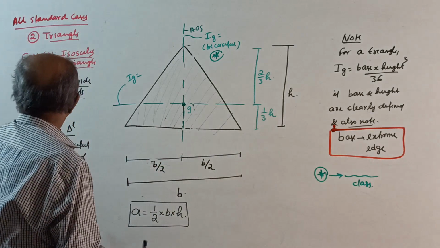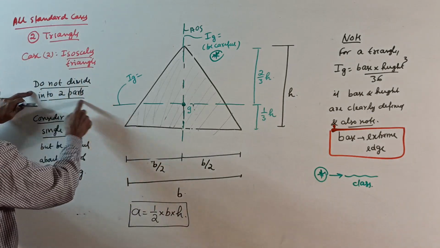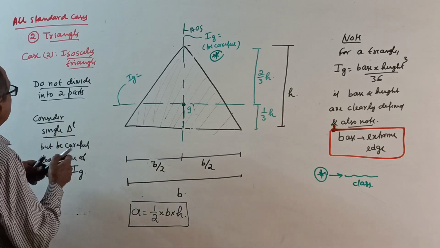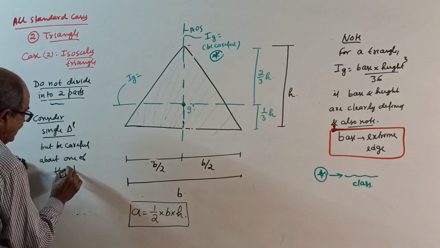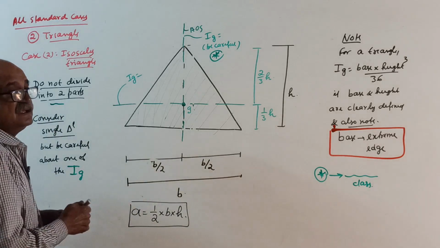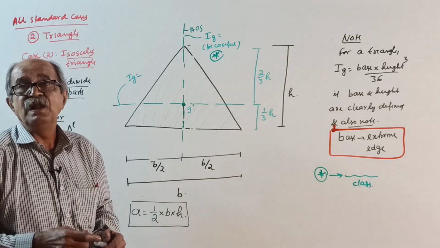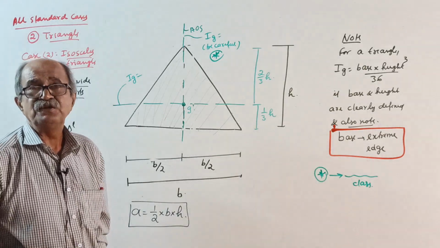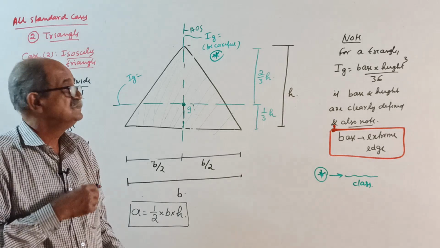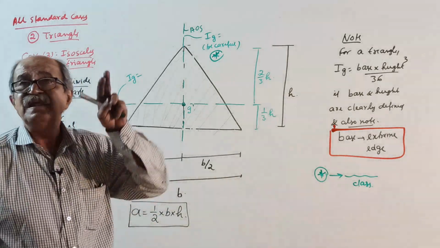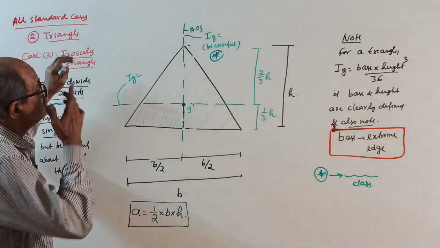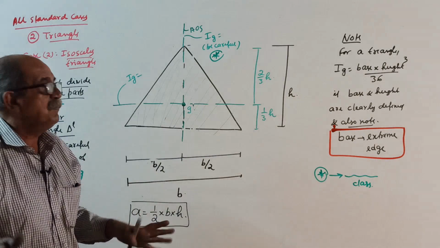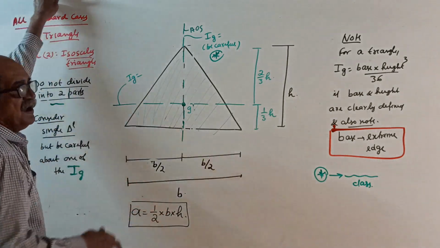Now, very important, do not divide into two parts. Reason here: for isosceles triangle, there is no problem. Standard expression is available for moment of inertia about centroidal axis, about both. Problem is for triangle in general. That is, next case 3 is the problematic. Right angle triangle, no problem. So, dividing into parts is a waste of time.